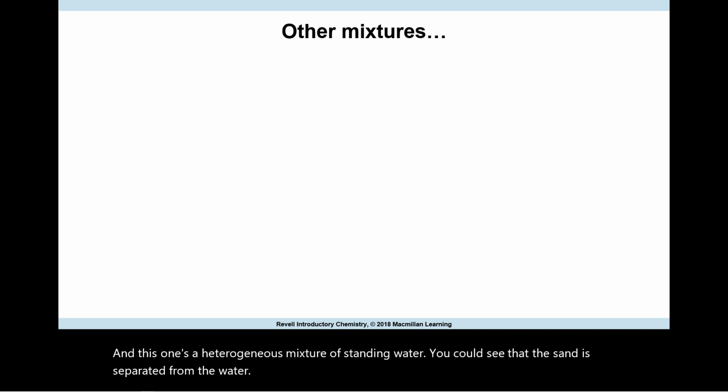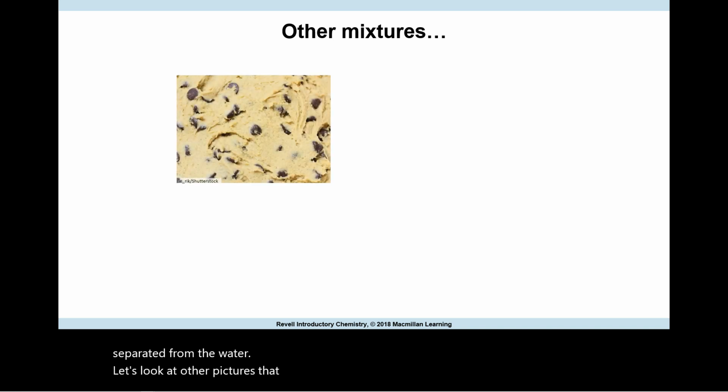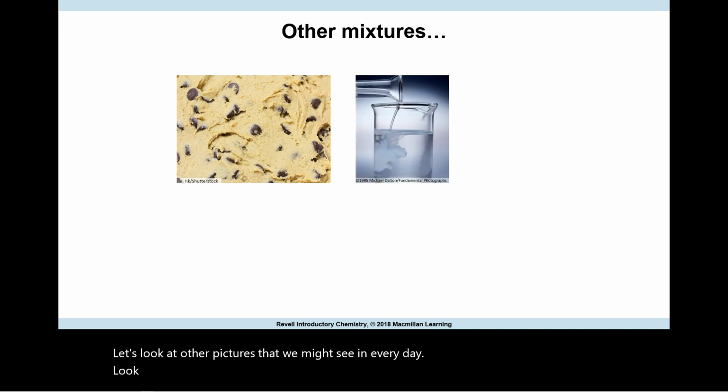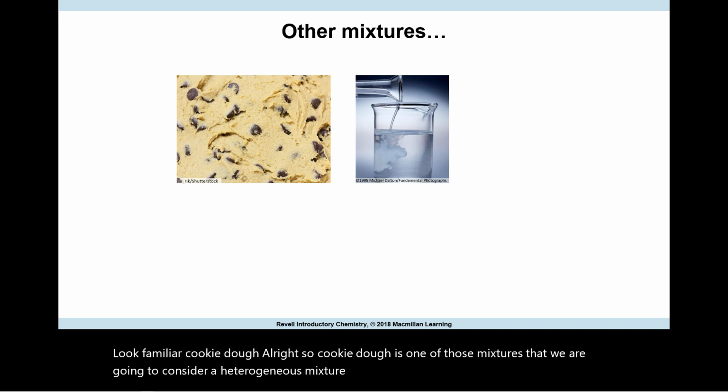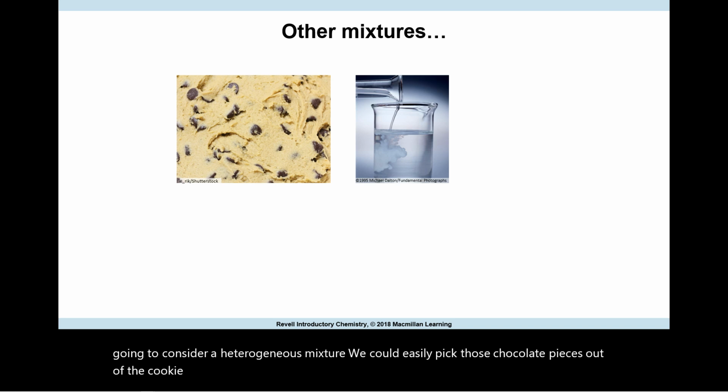Let's look at other mixtures that we might see every day. Look familiar? Cookie dough. All right. So cookie dough is one of those mixtures that we're going to consider a heterogeneous mixture. We could easily pick those chocolate pieces out of the cookie dough and separate the chocolate from the dough.